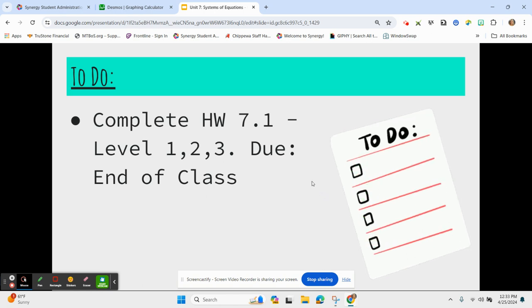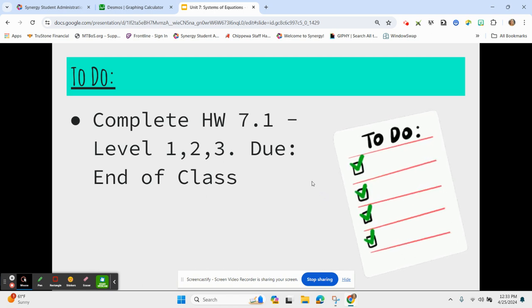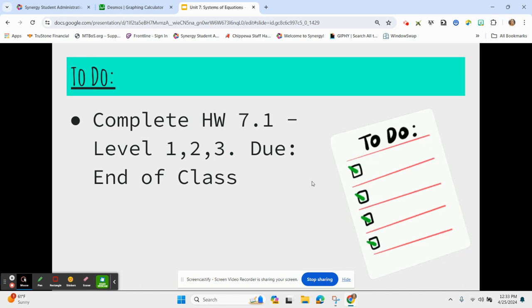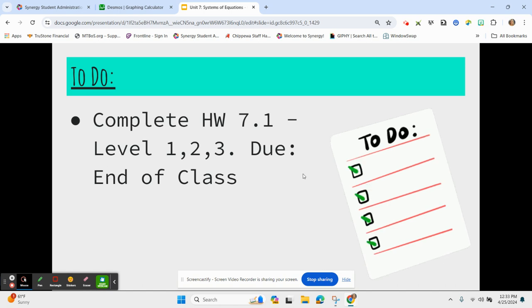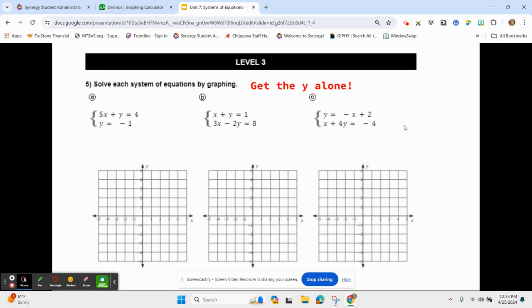So at the end of class, homework 7.1 is due. Level 1, you did Wednesday. Level 2 was Thursday. Today, you are finishing up level 3. So dig out that homework. For question 5, A, B, and C, I want you to solve these equations by graphing. I want you to get the y alone. So here, this y is already alone. Hey, this is an easy one. Y equals -1. Remember, that's our horizontal line.